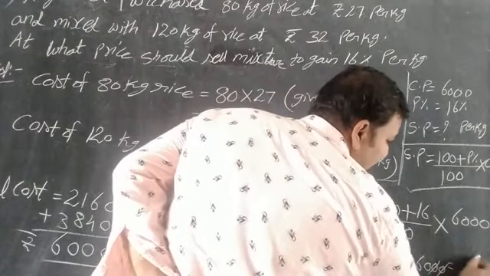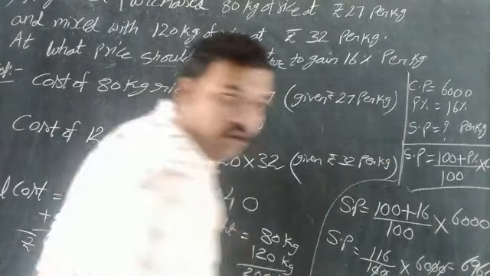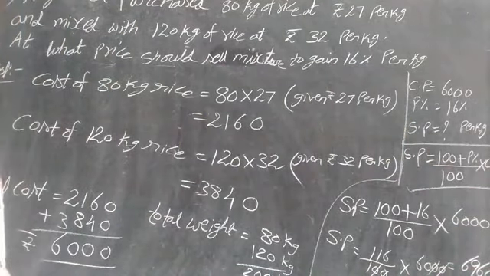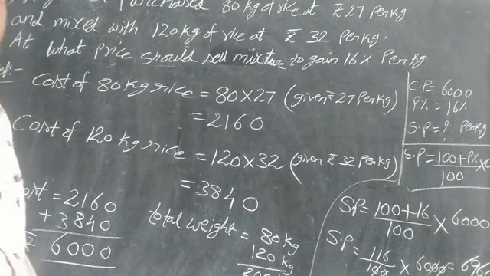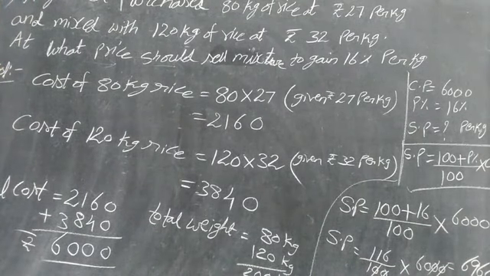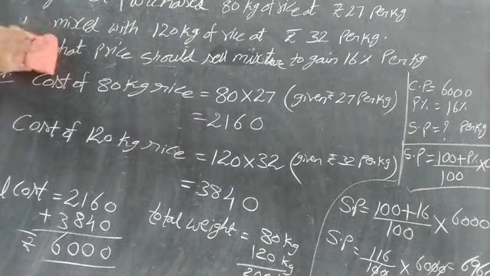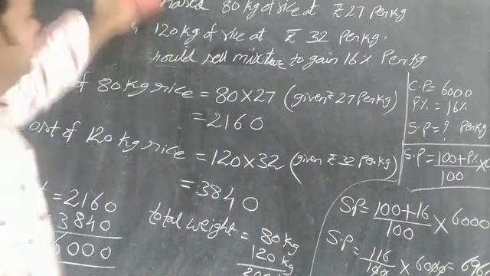That is 6960. Up to here the sum is not completed. Only the cost of that thing has come. Now I am writing here for the question.